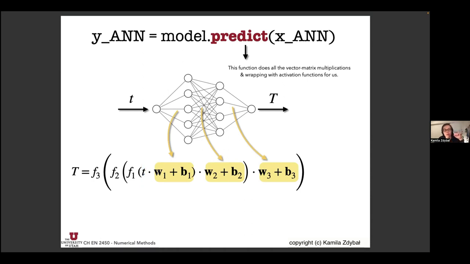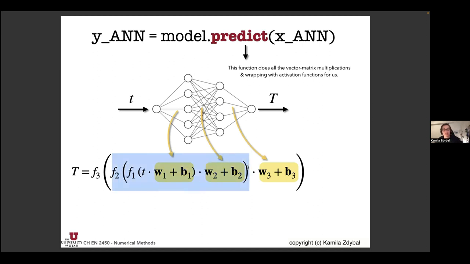It's being multiplied by the weights matrix from that first connection. We add the biases from that first connection. We wrap them with the first activation function, which in our case was the hyperbolic tangent. And now this whole computation becomes the input to the next layer. So now this is treated as the input to the next layer. We multiply that by the second matrix of weights, this W2 from that second layer. We add the biases. We again wrap this with the second activation function, which was the hyperbolic tangent again.